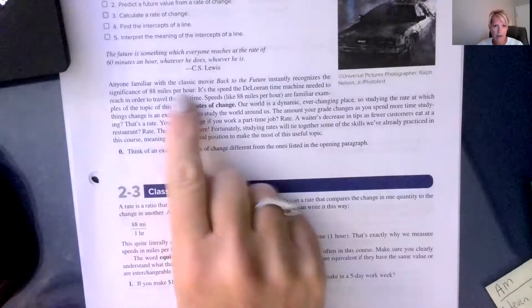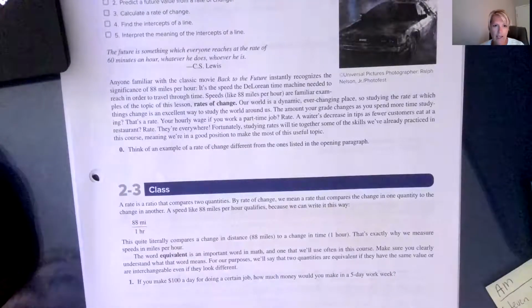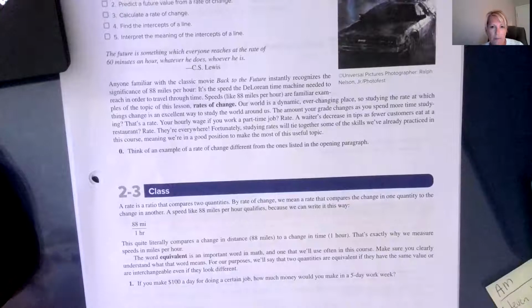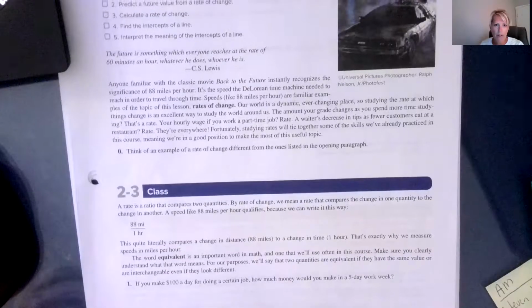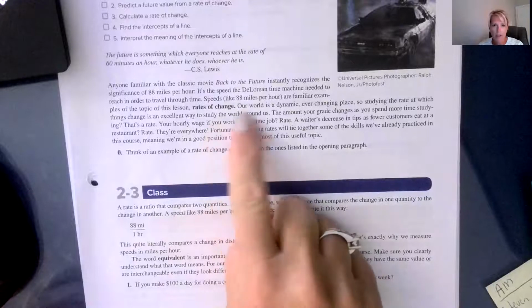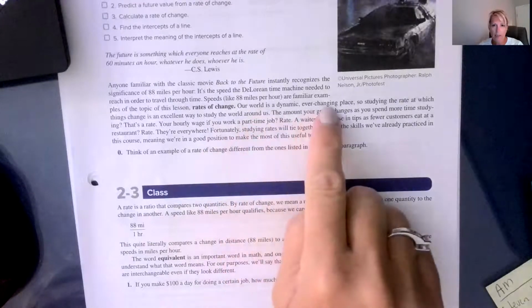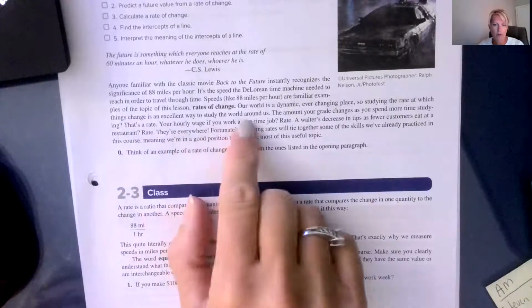Anyone familiar with the classic movie Back to the Future instantly recognizes the significance of 88 miles per hour. It's the speed the DeLorean time machine needed to reach in order to travel through time. Speeds like 88 miles per hour are familiar examples of the topic of this lesson, rates of change. Our world is a dynamic, ever-changing place, so studying the rate at which things change is an excellent way to study the world around us.